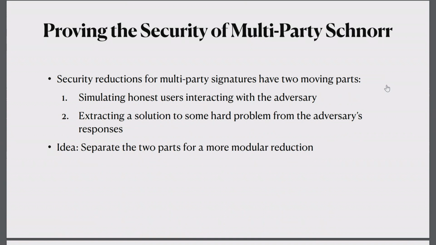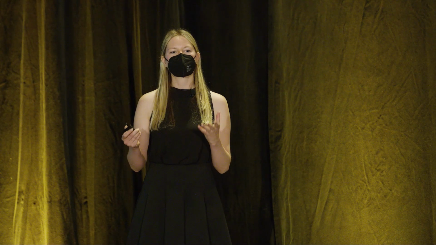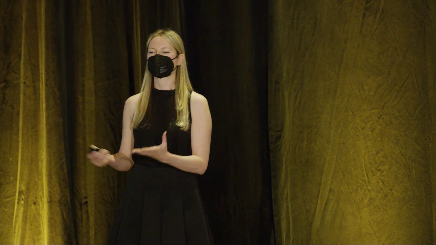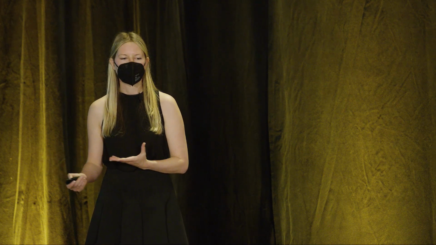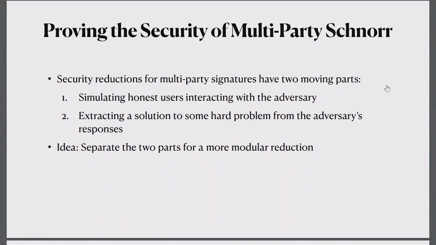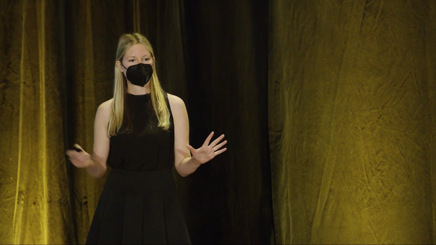Basically, these proofs are made difficult by the fact that they're complex interactions involving multiple parties. And then there's also the aspect of trying to extract some kind of solution to some hard problem. So for our security reduction, we consider two moving parts. The first one is that you have to simulate honest users to the adversary, but you also have to extract a solution from the adversary's responses to some hard problem. So our idea was to separate these two parts and to consider the multi-party aspects separate from the extraction.